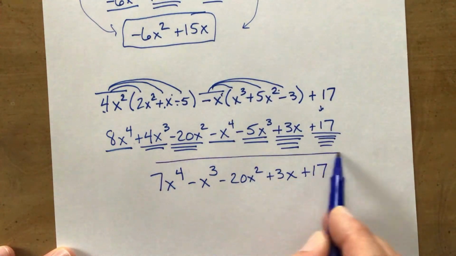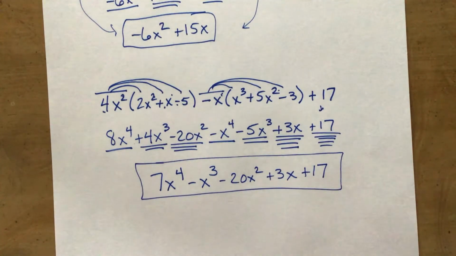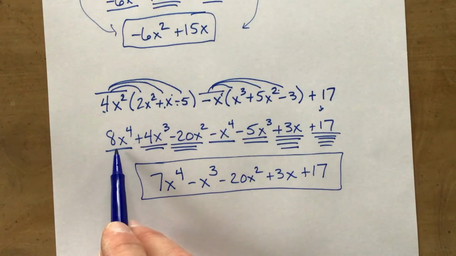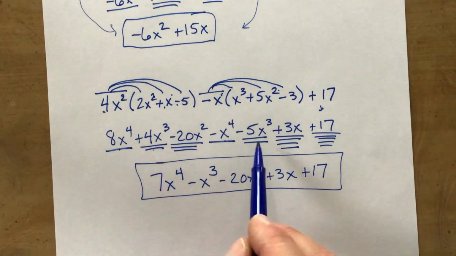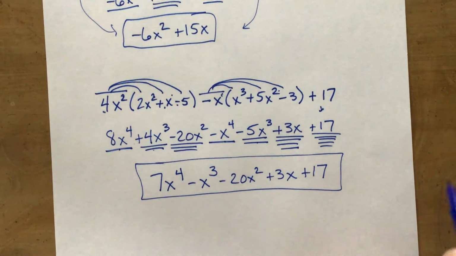So sometimes we just simply write it down because there's nothing to gather. You only gather the like terms. So we only had to gather the x to the 4ths and the x to the 3rds. Everything else just fell straight down. All right?